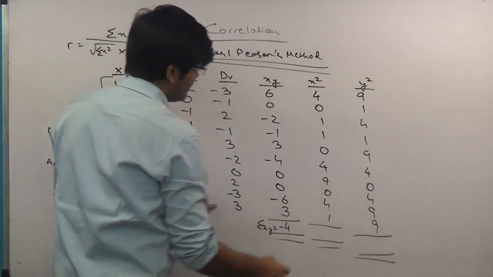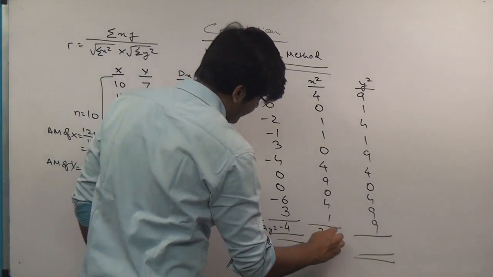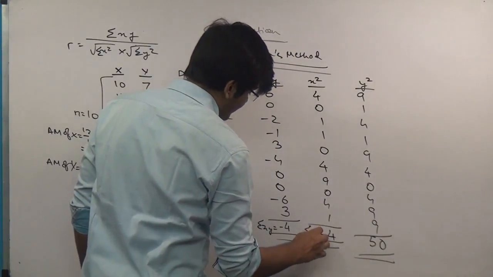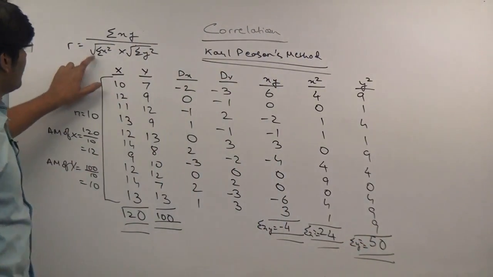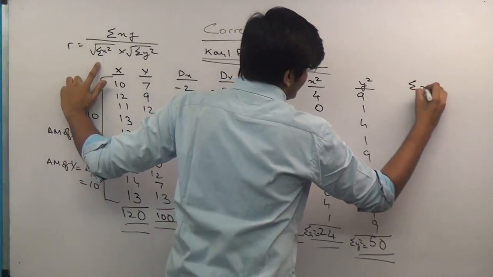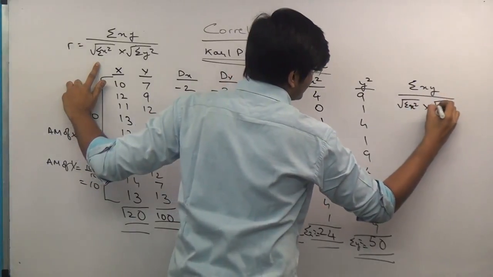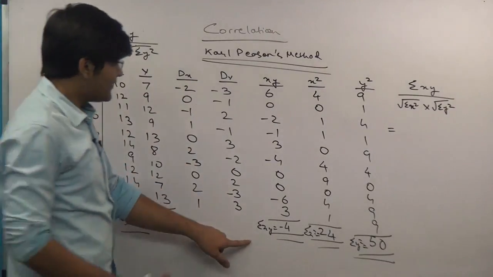Give me the total of these two. X square total and y square total, how much? Total of x square is 24. This is 50. So summation x square 24, summation y square 50. So we have the formula here. Summation xy divided by root over summation x square into summation y square. Summation xy is minus 4.